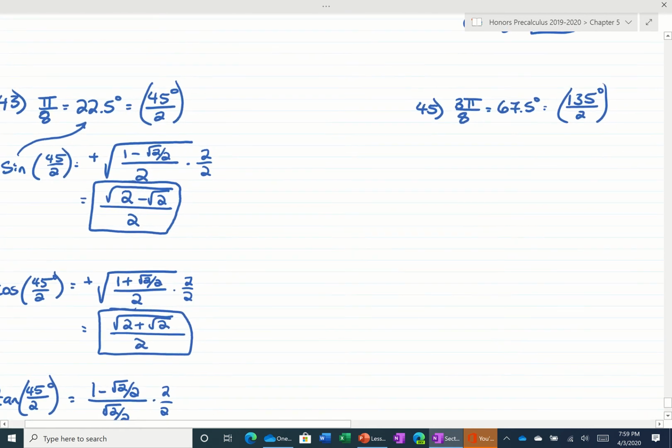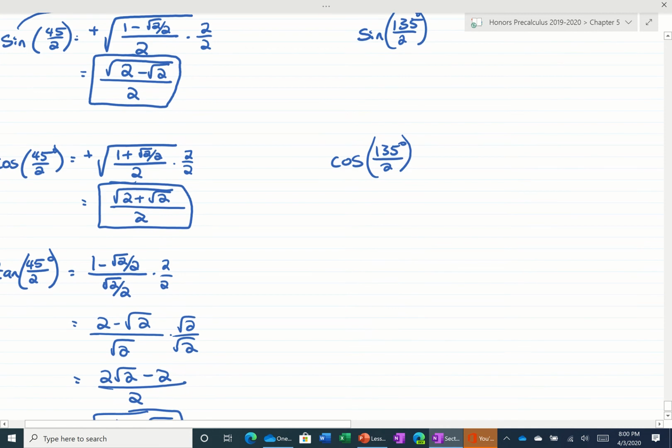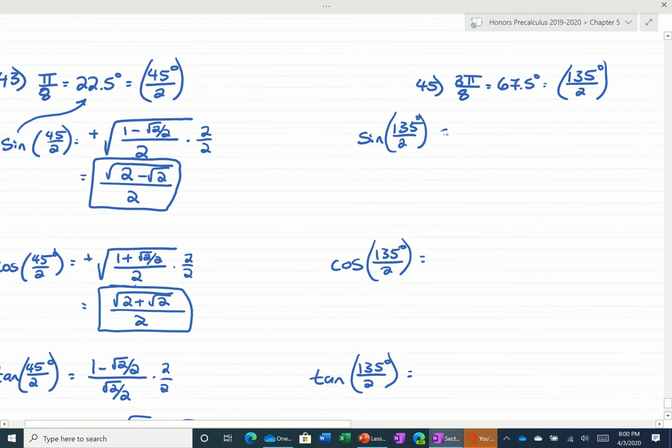Now for 67.5, we're going to do the same thing. We'll find the sine of 135 over 2, the cosine of 135 over 2, and the tangent of 135 over 2. Now 135 is right here with a 45-degree reference angle, so this would be negative 1, 1 and root 2. So let's use the same formulas here.